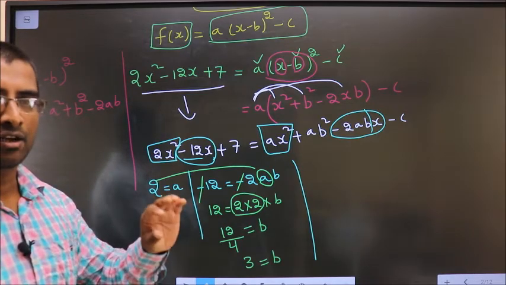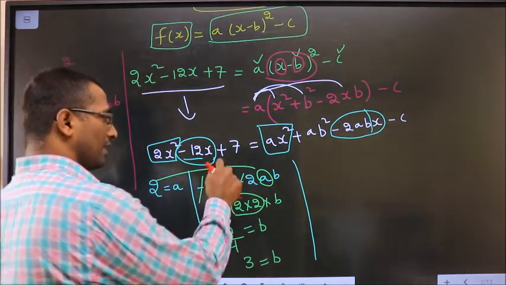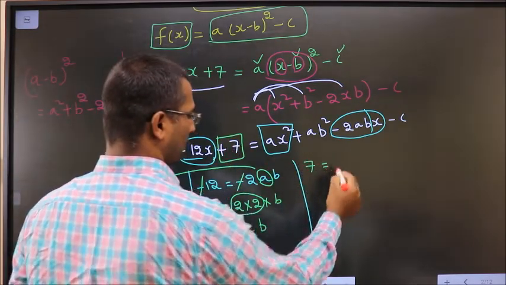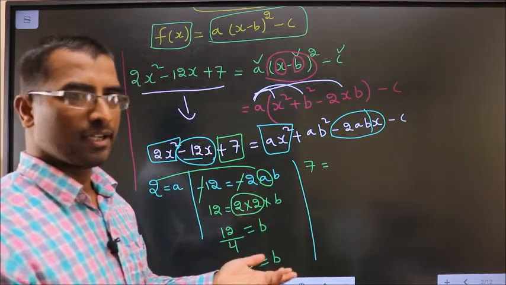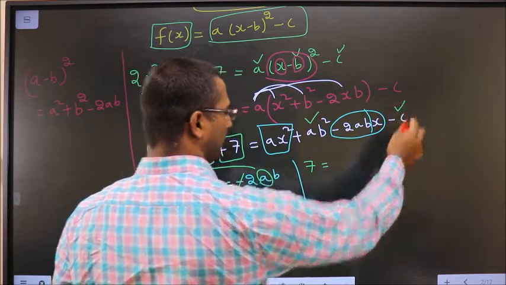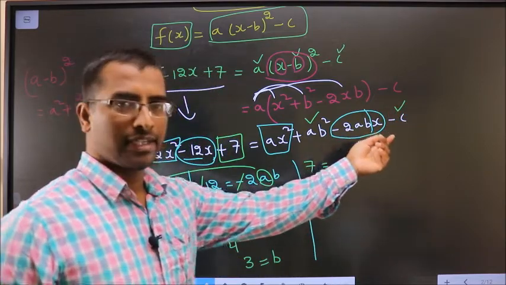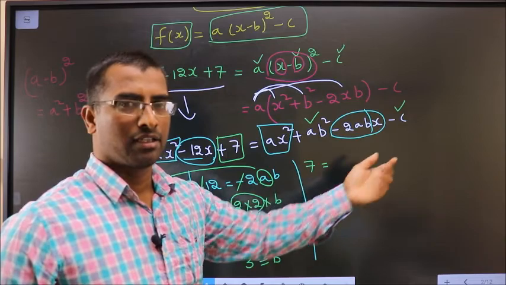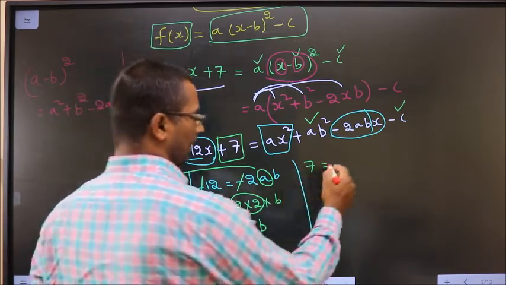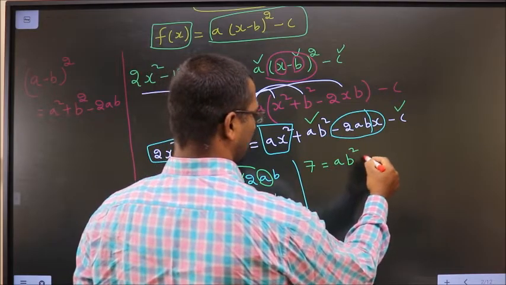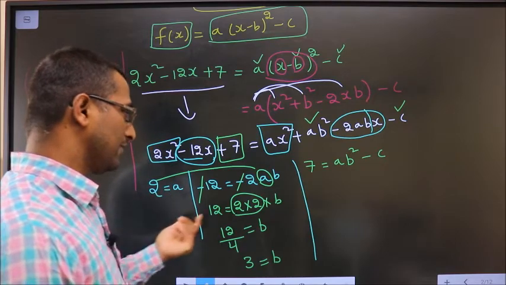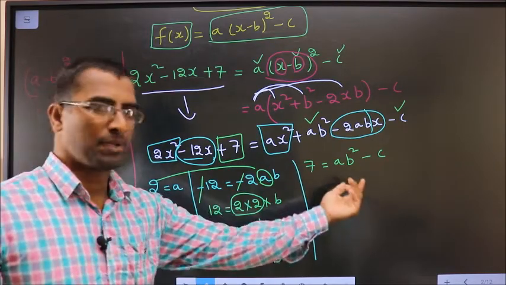Compare the constants now. This is the constant on this side. What is the constant on the other side? Other side constant is this one and also this one. Many forget that c, but you should not forget. So the constants on the other side are ab square minus c. Clear? Compare x square coefficient, x coefficient and comparing constants.